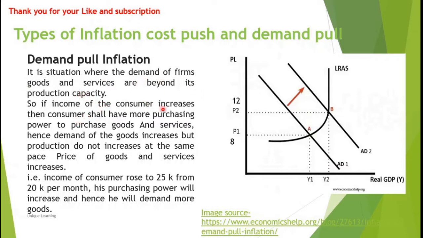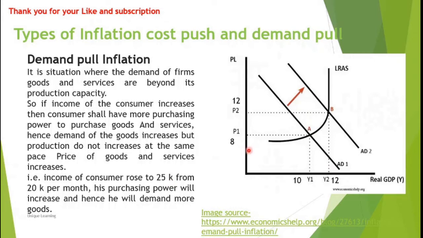If the income of the consumer increases, then consumers shall have more purchasing power to purchase goods and services. Hence the demand for goods and services increases, but production does not increase at the same pace. So the price of goods and services increases. Let's say, for example, the income of a consumer rose to 25,000 from 20,000 per month. Obviously, his purchasing power has increased by 5,000 rupees, so he will demand more goods and services.